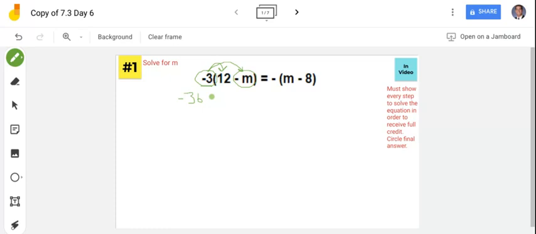This is a very, very important point because this is often missed. I don't want you to miss this. -3 times -m is positive 3m. Okay? Be very careful to pay attention to the sign in front of the term. So I have eliminated the parentheses on the left side of the equation. Bring my equal sign down. Now let's eliminate the parentheses on the right side of the equation.